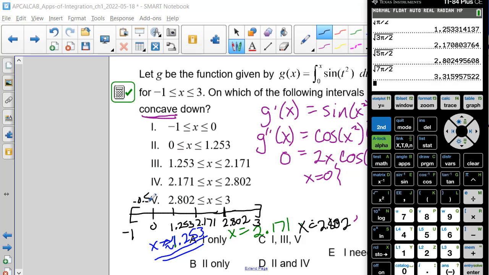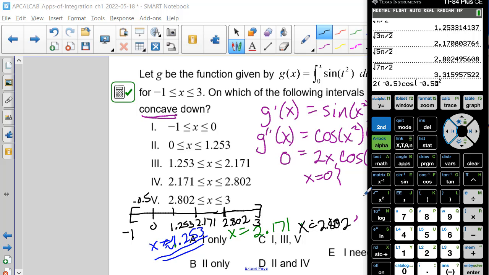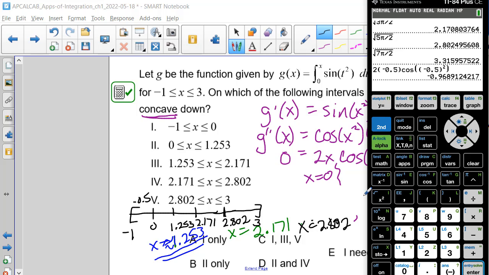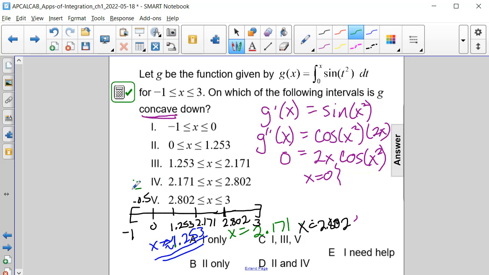And this time, because we have a little bit more, we have the 2x cosine of x squared, we're going to substitute it directly into our expression. So we have 2 times -1/2 times the cosine of -1/2 squared. And actually, we need to make sure that we put a parenthesis around the -1/2 there so that it evaluates it correctly. And then we'll evaluate it and we get a negative value here. So it's negative here, that means it's concave down.